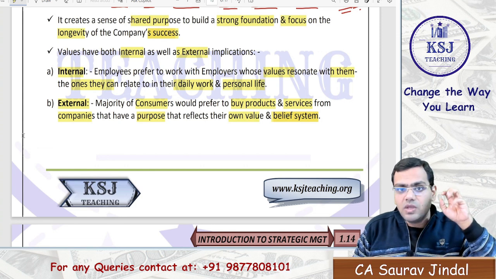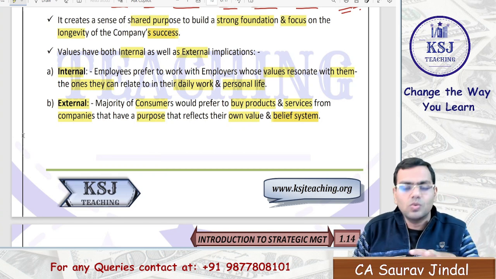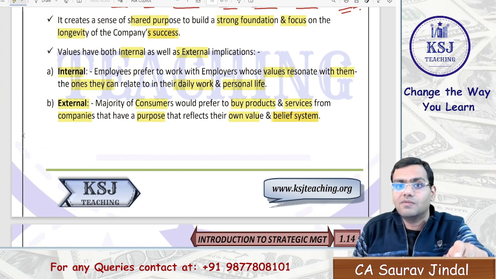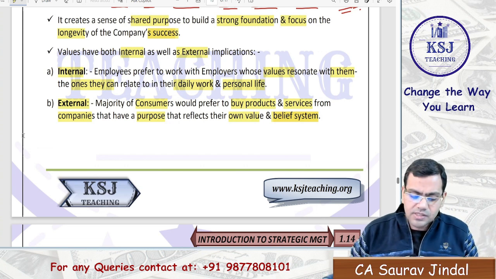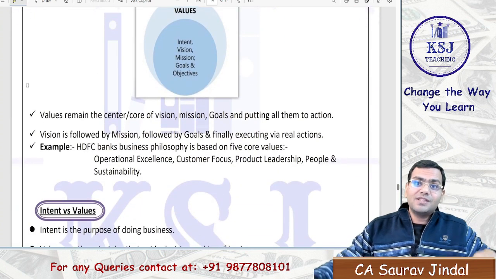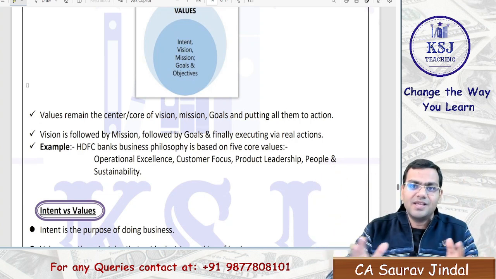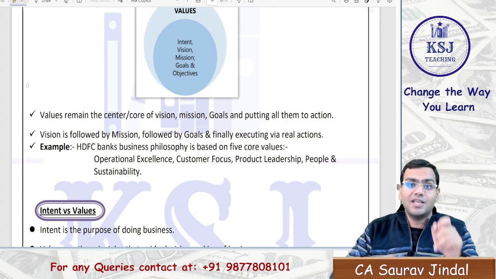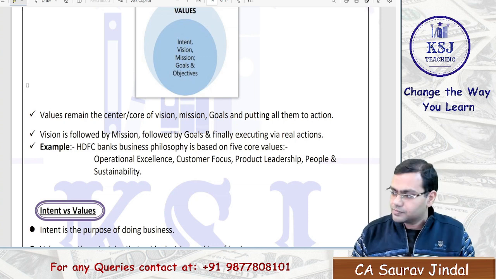They believe that they want only a restaurant where vegetarian food is provided. So the consumers' values are resonating with the values of the restaurant, which also says we are providing only veg food. Clear? This is how the external aspect works. So values are the first thing when you are starting an organization, and they are the biggest thing. Intent, mission, goals, and objectives are all prepared keeping the values of the organization in mind. That is the most important thing.